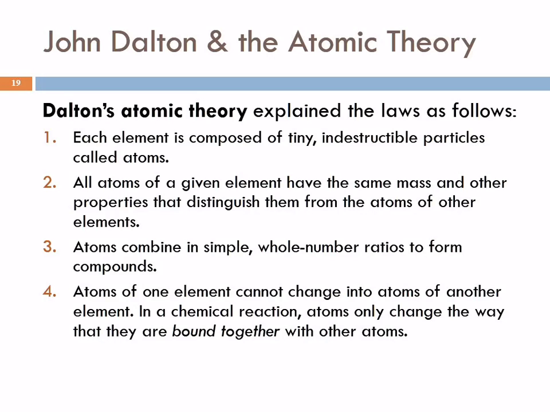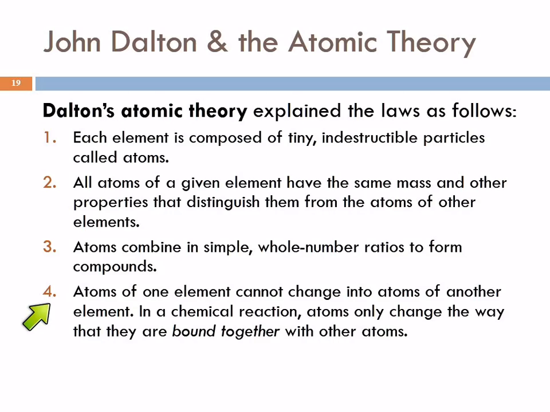Well, John Dalton is the guy that came up with the atomic theory. And the atomic theory explains these laws. So here are the points of his theory. Each element is composed of tiny indestructible particles called atoms. All atoms of a given element have the same mass and other properties that distinguish them from the atoms of other elements. So this is where all the atoms of carbon or all the atoms of oxygen have the same mass comes in. Atoms combine in a simple whole number ratio to form compounds. So that's where we get our law of definite proportions, and also, by implication, the law of multiple proportions.